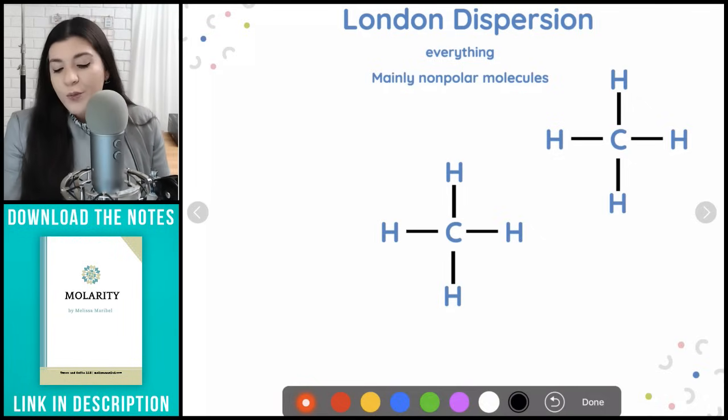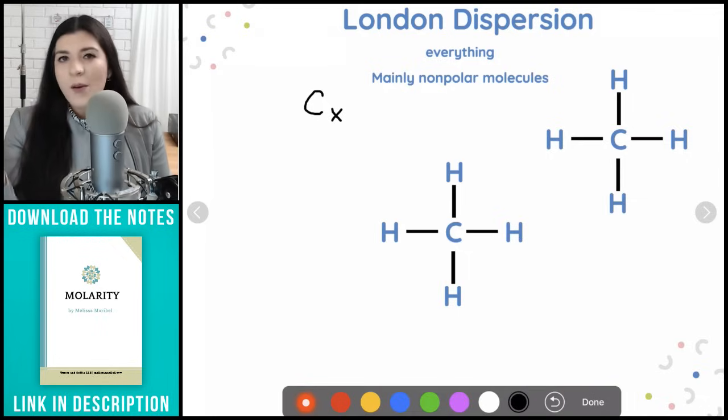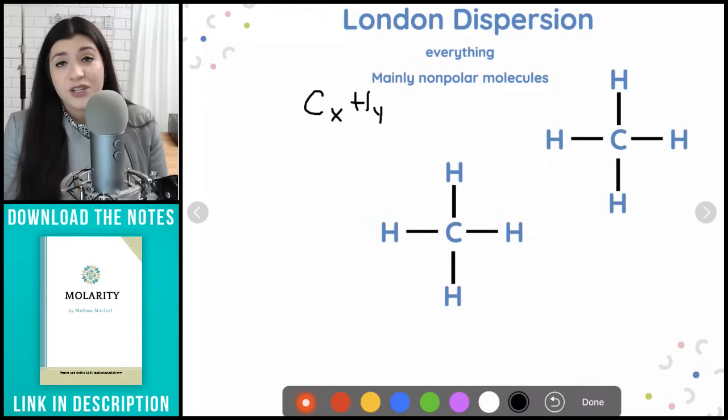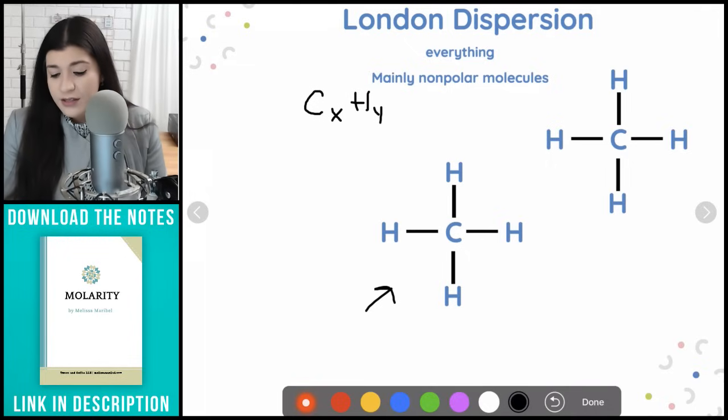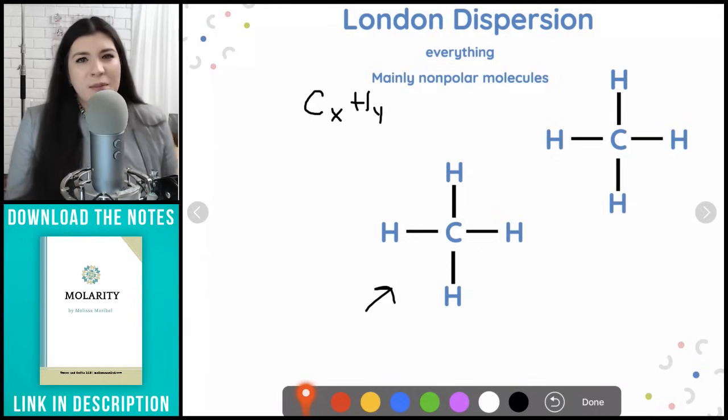So a hydrocarbon is when we just have carbon made up of some amount. We don't know how many carbons, but there's some amount. And then hydrogen. So this is a hydrocarbon because we only have carbon and hydrogen in our molecule. That's what I mean by that.